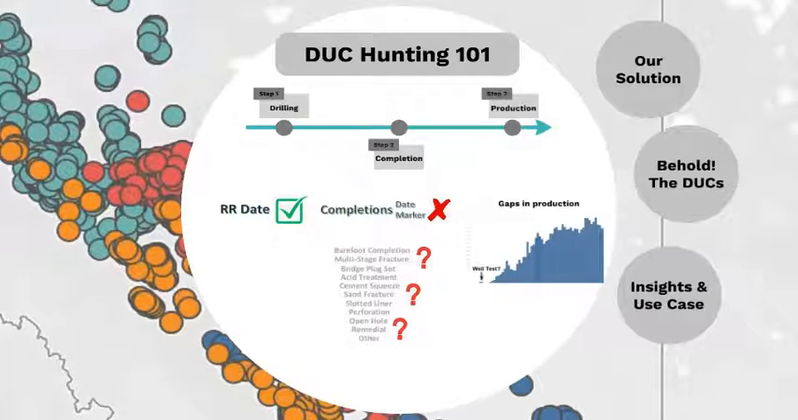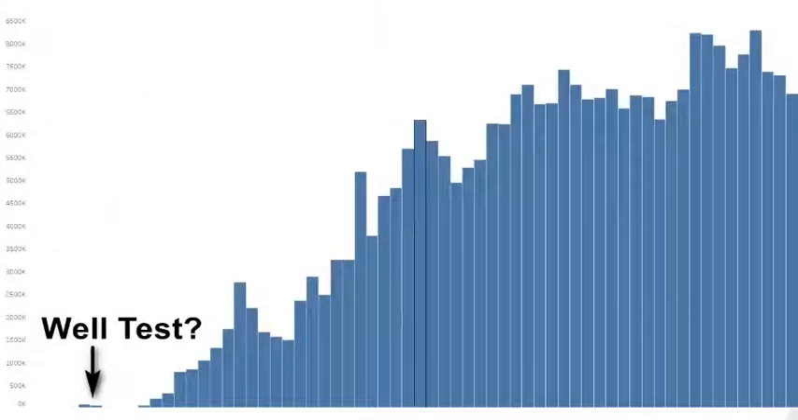Now, since there is no standard well completion, we could use production data. If the well is producing, then it's not a duck. But some wells are flow tested before completion, giving the impression that they're not ducks, when in fact they are, since they've not been completed.